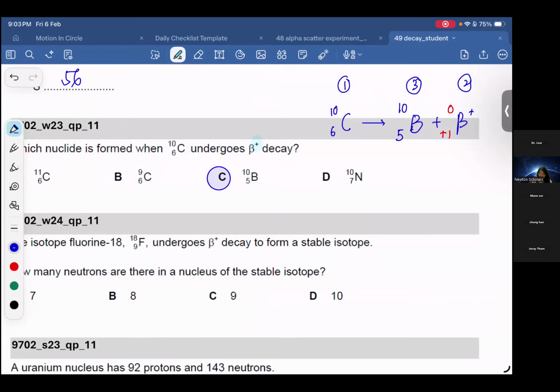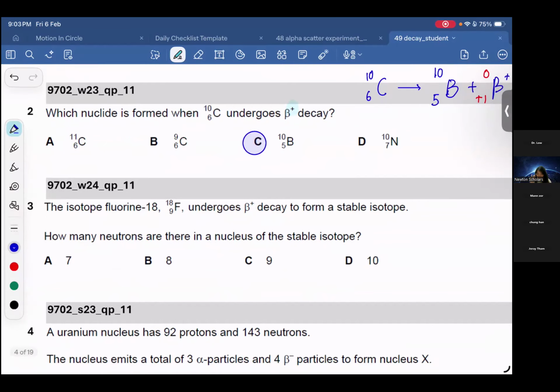Manjo, yes. Okay, dear. One more chance. Question number 3. Try again. This is the 2024 question. Fluorine 18 undergoes beta plus decay to form a stable isotope. How many neutrons are there in a nucleus of the stable isotope?